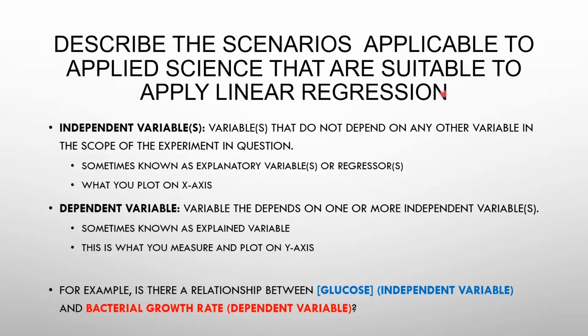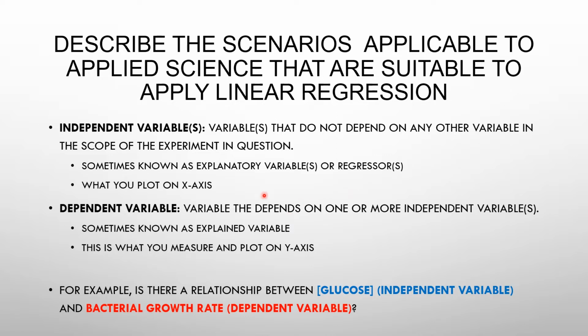In the previous slide, I talked about these things known as variables. There are actually two different types of variables: independent variables and dependent variables. Usually, there may be one or more independent variables, while there is usually only one dependent variable. So what are independent variables? They are basically any variables that do not depend on other things in the scope of the equation. Sometimes they are known as explanatory variables, or in regression terms, regressors. Very simply, they are those that you plot on the x-axis.